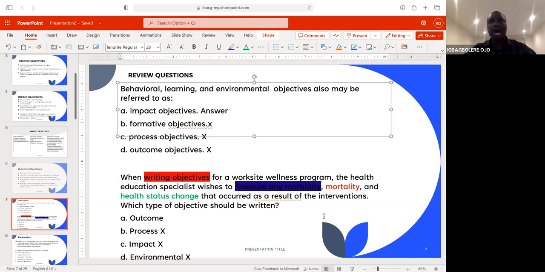In public health, all of the things we do, tuberculosis intervention, HIV intervention, tobacco intervention, diabetes intervention, nosocomial infection interventions, all of these interventions are geared at only one thing: to reduce morbidity, mortality, and improve the health status. And that will always be an outcome objective.